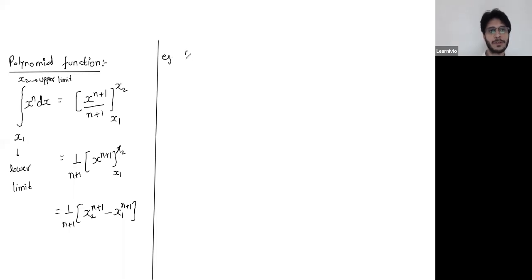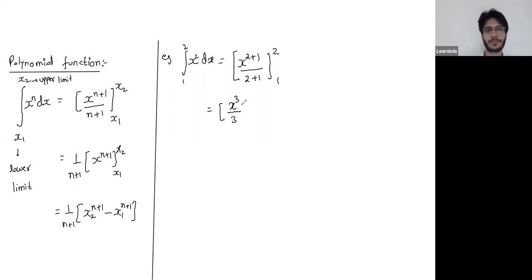For example, say you are integrating x square dx from 1 to 2. Instead of n you are using 2, so n plus 1 is 2 plus 1. Divided by n plus 1, it's 2 plus 1. And the limit is from 1 to 2. So this is x cubed by 3, and the limit is from 1 to 2. This is 1 by 3 x cubed, limit is from 1 to 2.